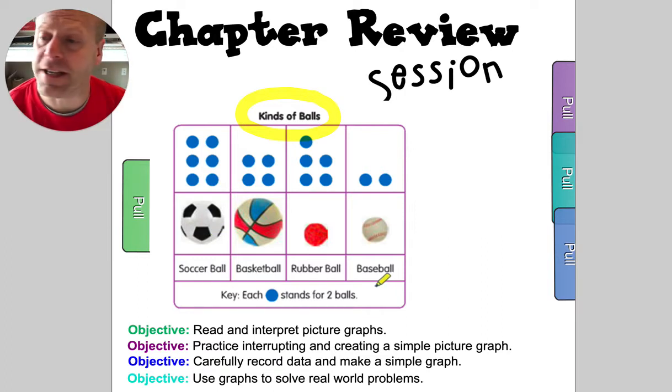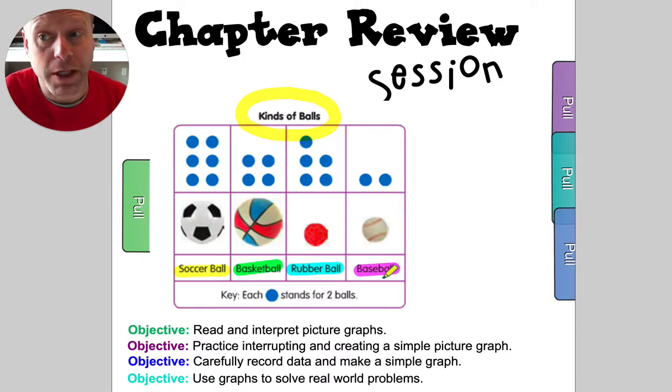You should be able to see the different categories. Soccer balls are in a different area than the basketballs, which are different from the rubber balls, which are different from the baseballs. So think about the title and the categories telling you what the graph is mostly about. And then one last part that I like kids to focus on is I like them to look at the key. Because even without knowing what the key is, you could answer questions like most and least. Sure, because you're looking at the dots.